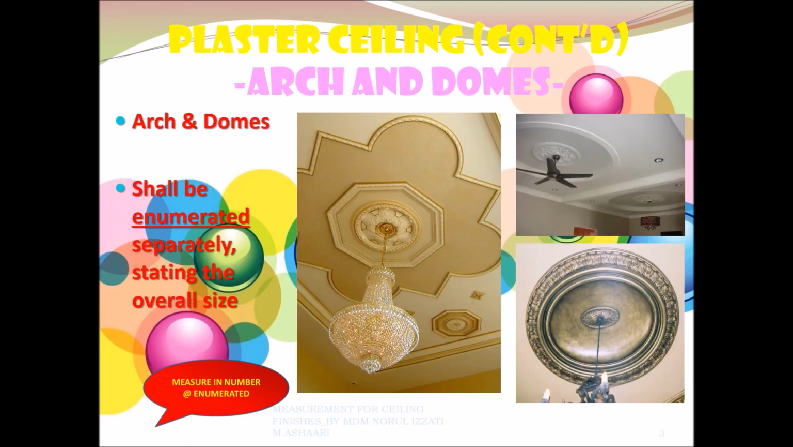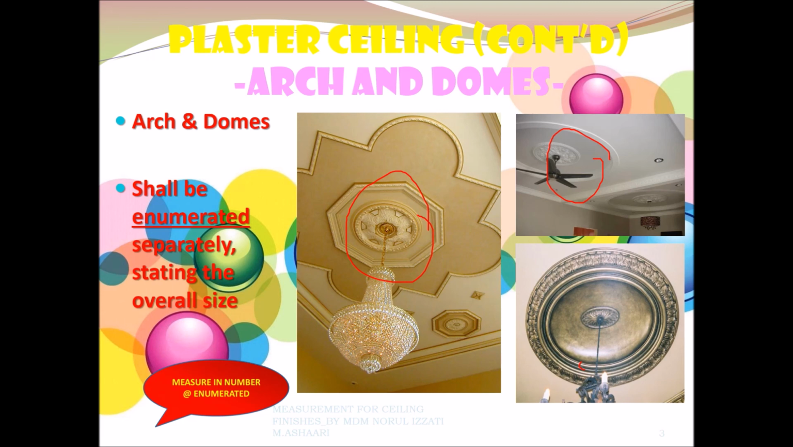Let's look at the next possible item to be measured. Basically for a hotel project or maybe for a bungalow, a private project, you may see the arch and the dome. The arch and the dome shall be enumerated, or shall be measured in number. You can check the clause in the SMM, same as the medallions and the component to put the chandelier or for the fan spaces. You can see this example. So this item has to be measured in number.